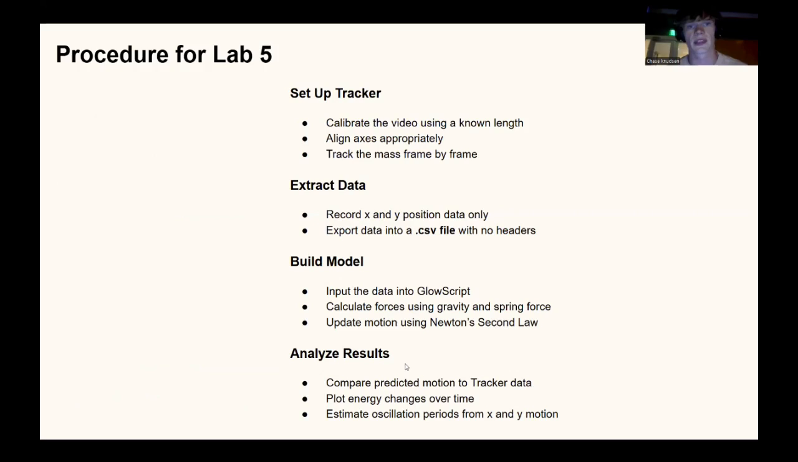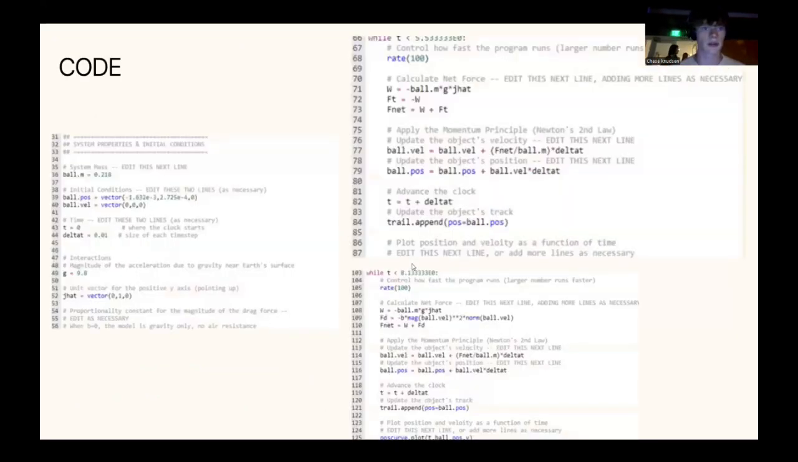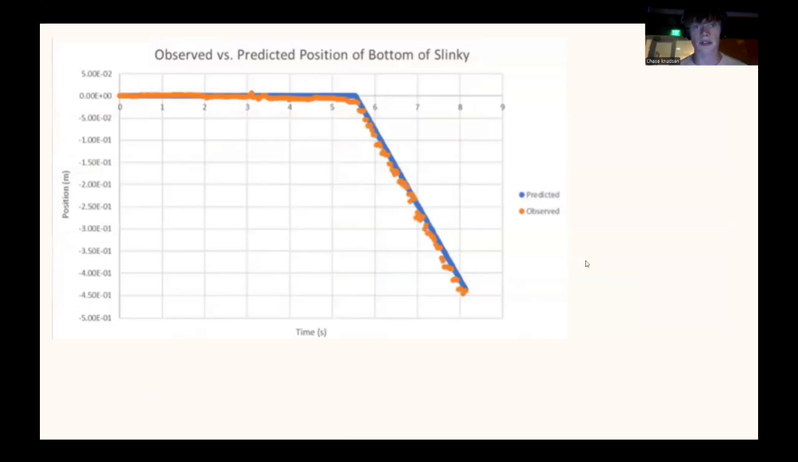Procedures for the lab: set up Tracker, extract data, build models, and analyze results. The Tracker output: you have to set the scale, align axes, track motion, and interpret data. Here's the data that I acquired, and here's the code that I wrote. And here are the results. As you can see, the blue is the predicted, while the orange is the observed.